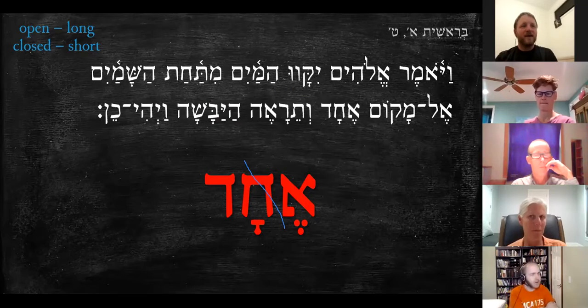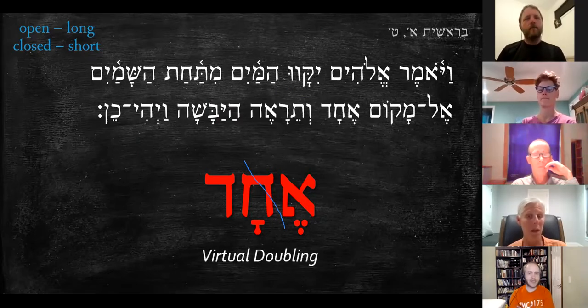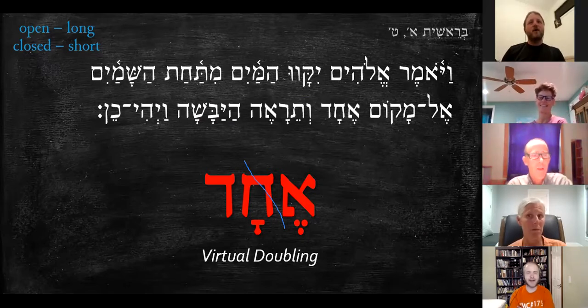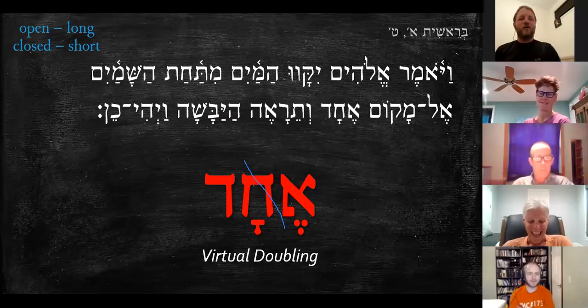right? But the chet, even though it's not written as doubled and you will not transcribe it as doubled, still functions as if it were doubled. It's virtually doubled. You've heard of virtual doubling? Today? You've never heard of that? I don't think so. Oh, yeah, it's been a decade. We've talked about it, I'm sure I brought it up.